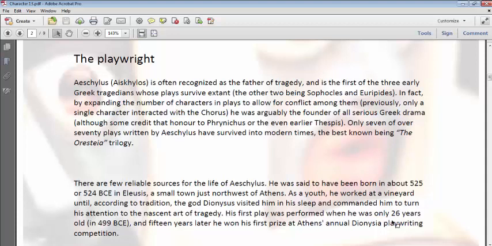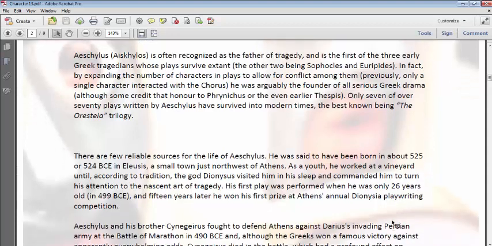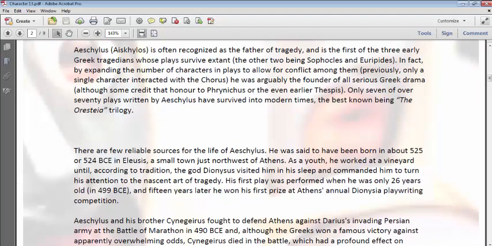Apparently he worked at a vineyard, and he didn't want to be a writer at some stage, but it wasn't until Dionysus apparently visited him in his sleep and convinced him to write tragedies. He wrote his first play when he was 26 years old. 15 years later, he won his first prize in Athens in a playwriting competition, because they did have a lot of playwriting competitions back then that often started at sunrise and would finish at sunset.